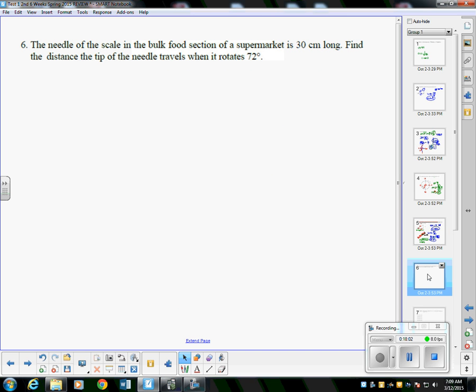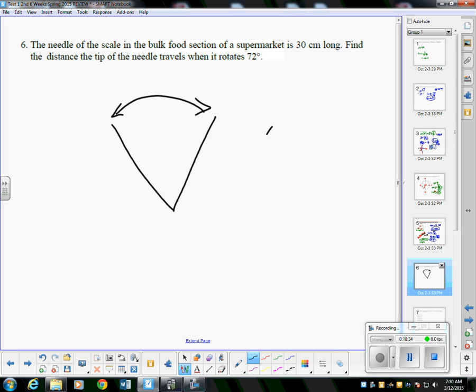Okay, this one says the needle of the scale in the bulk food section of the supermarket is 30 centimeters long. Find the distance the tip of the needle travels when it rotates. If you go to the produce section, a lot of times you'll see a scale hanging there. If you read the scale, you have a needle right here, and that needle will bob back and forth. So we have a pivoting motion here.